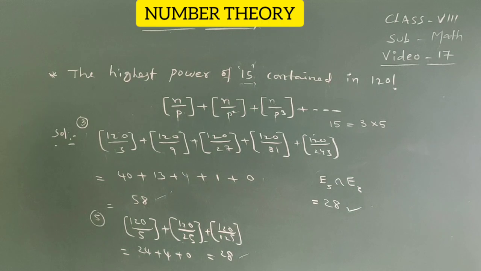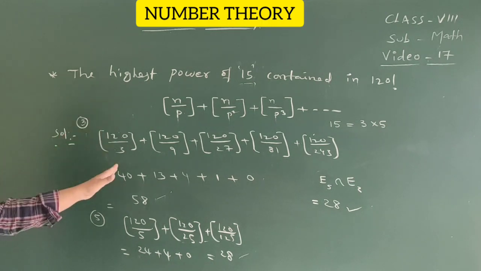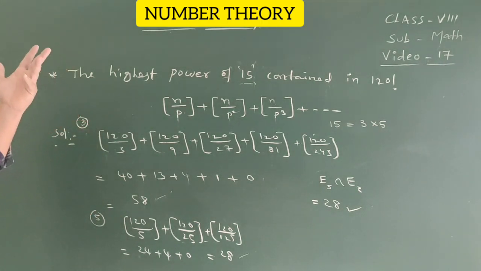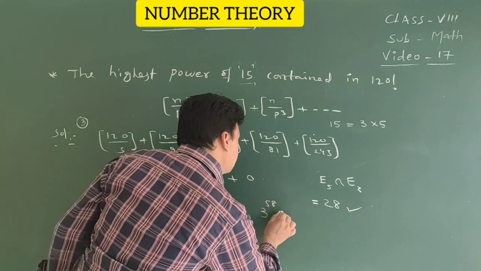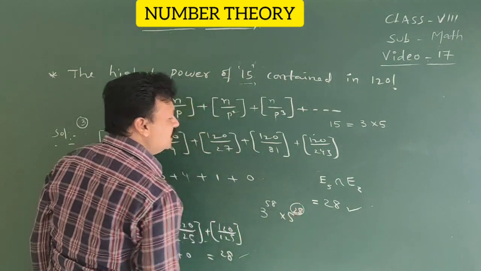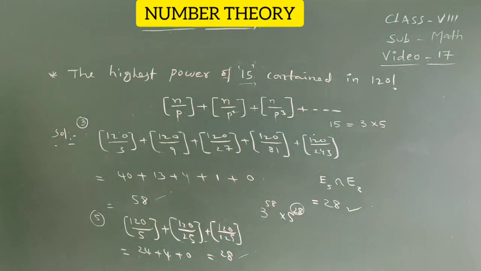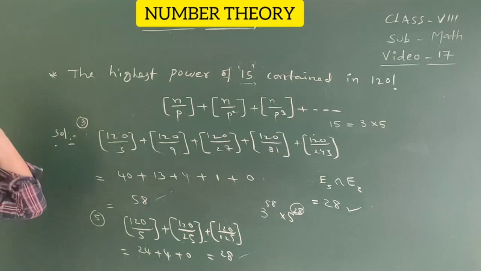The highest power of 15 contained in 120 factorial is 28, because to get a power of 15 we require 3 as well as 5. 15 square equals 3 square times 5 square, 15 cube equals 3 cube times 5 cube, like that. Here the power of 3 is more than the power of 5. I mean here we got 3 power 58 into 5 power 28. For getting 15, only 28 is enough. The factors of 15 are 3 and 5 only. That's why the required highest power of 15 contained in 120 factorial is 28.